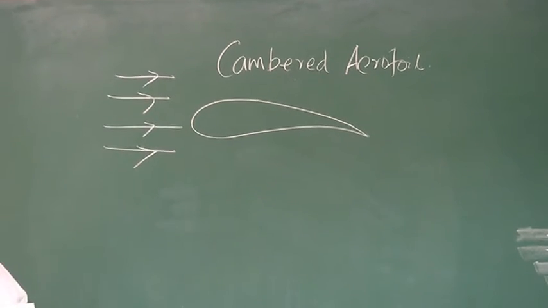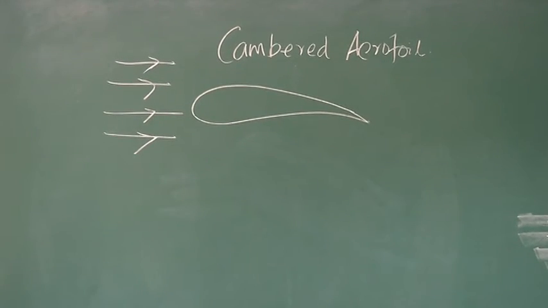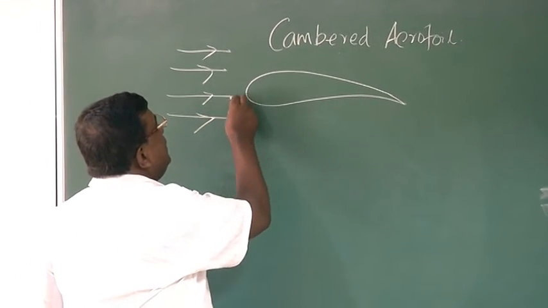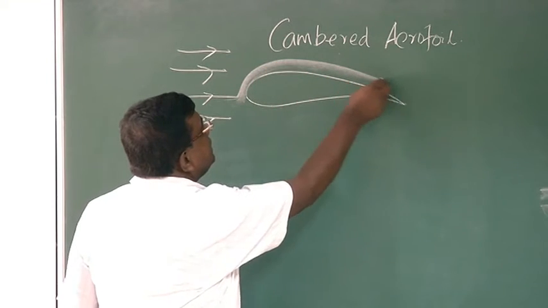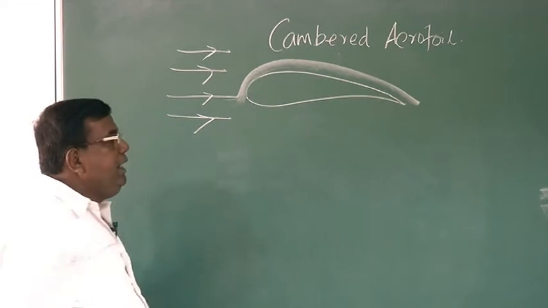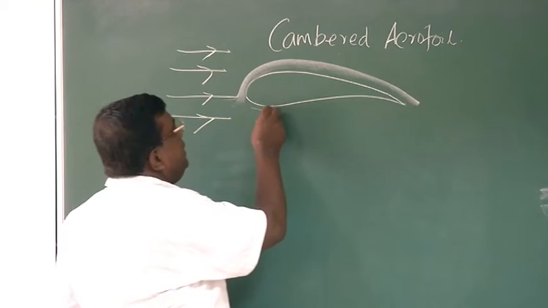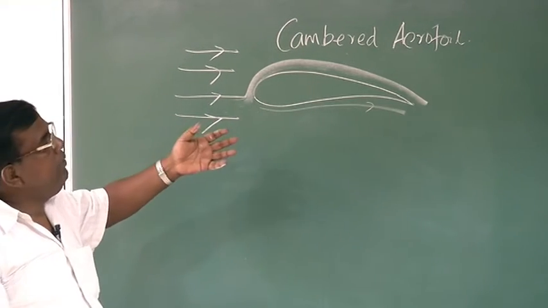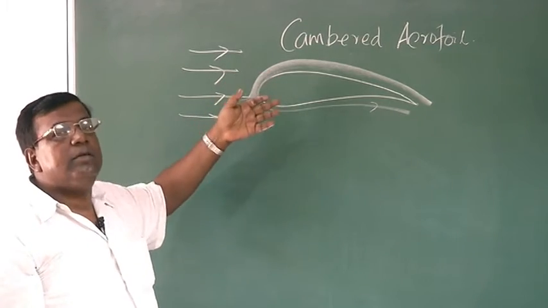Now that symmetry has been broken, what happens? You could see here from this geometry, if the flow is coming like this, the upper part has to have higher speed compared to the lower part. The same theory will apply here, and we will have a pressure difference and we will have lift. Okay.